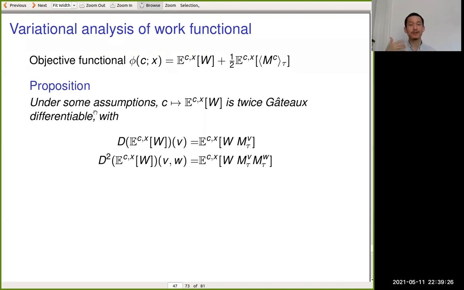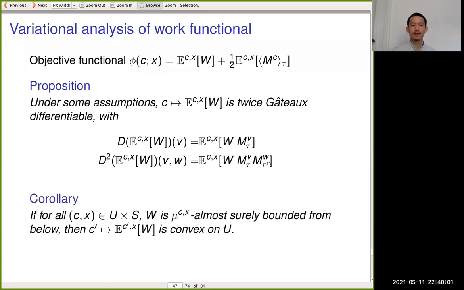Under some assumptions, which I'm going to sweep under the carpet, the map that sends your control to the expectation of your work with respect to the control measure, or the non-equilibrium measure, is twice Gateaux differentiable, and its first Gateaux derivative in the direction V takes this form. Basically, it's an expectation of your original work multiplied by a continuous local martingale term evaluated at the stopping time tau. And your second Gateaux derivative, evaluated at two directions, V and W, has a similar form.